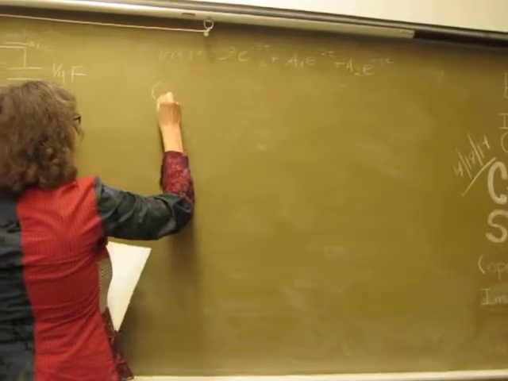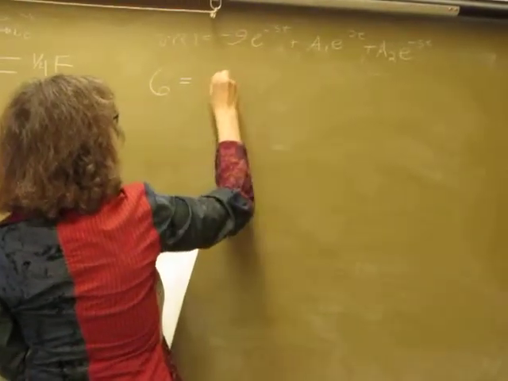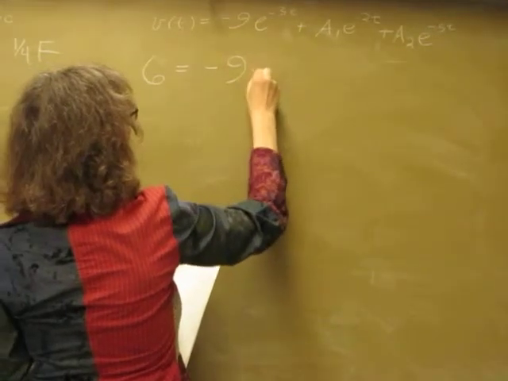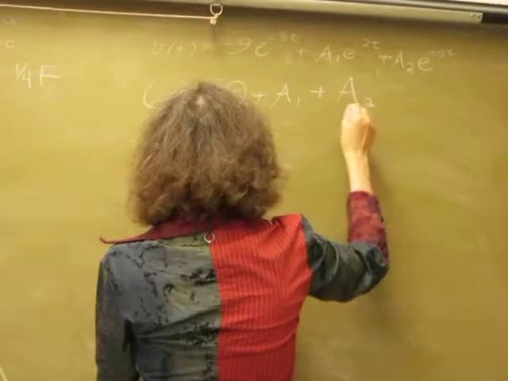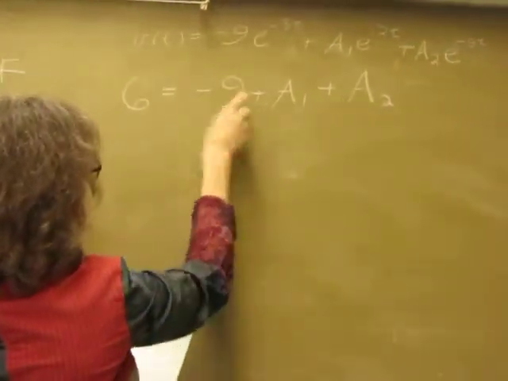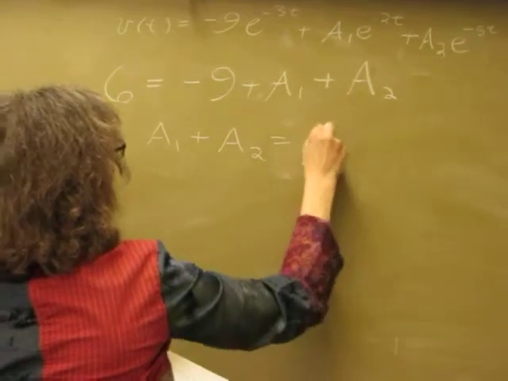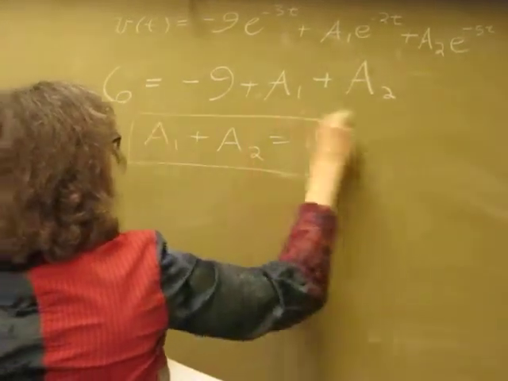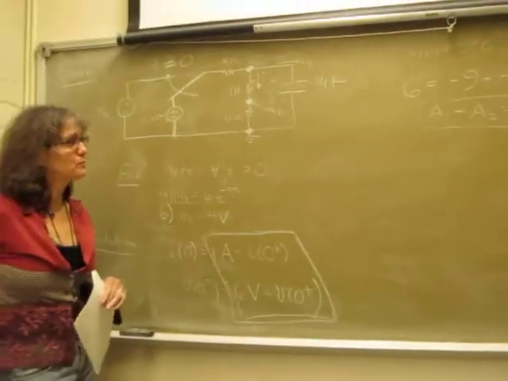At t equals 0, v equals 6. With t equals 0, e to the 0 is 1. So we end up with minus 9 plus A1 plus A2. So basically, we have A1 plus A2 is equal to 15. Okay, so here's one equation that will help us get A1 and A2.